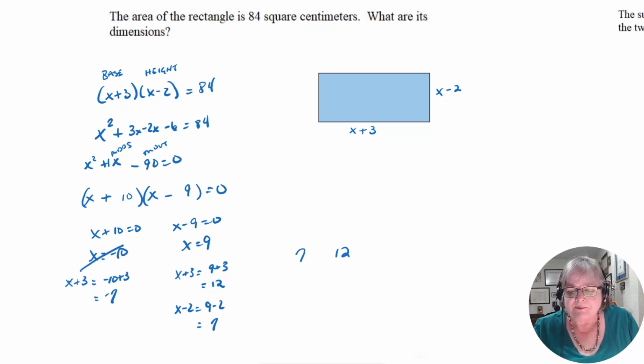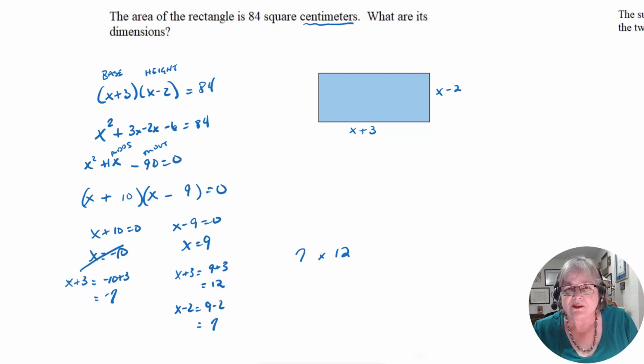Yes, it is. Now, if you went 7 by 12, it kind of looks good, but do you think you're going to get full credit for this? And the answer is no. All right, the reason you're not going to get full credit for this is they actually gave you units.